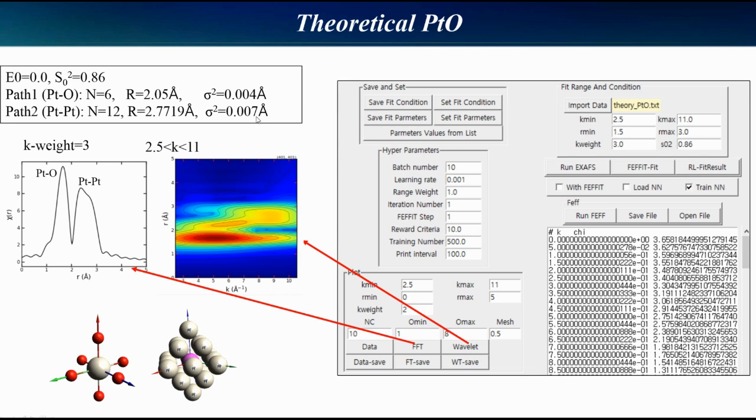This mimic platinum oxide EXAFS data can be imported into JAI-EXAFS like this and plotted using these buttons, the data button and the platinum FFT, which is a Fourier transform, and wavelet transforms. The wavelet transform is based on superlet. So you can see the Fourier transform and the wavelet transform.